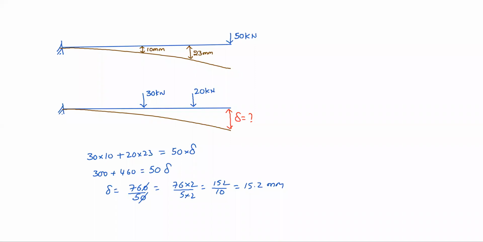Okay, so 50 kilonewtons is there like this. 10 and 23 are displacements corresponding to, I mean, for 50 kilonewtons. Then, if 30 and 20 are located like this, then the delta under 50 kilonewtons is like this. Okay, finally you will get 15.2 mm.